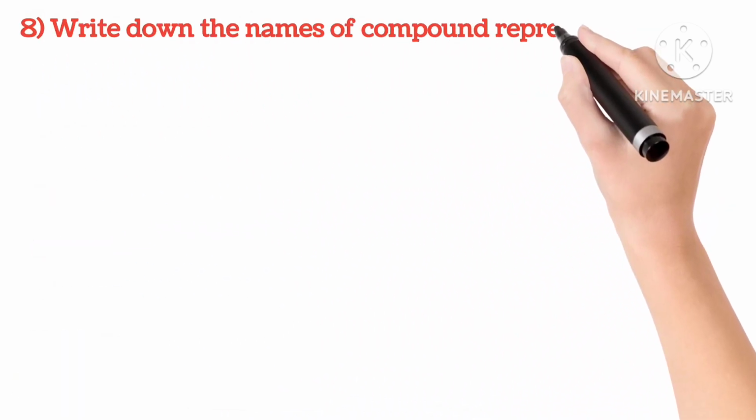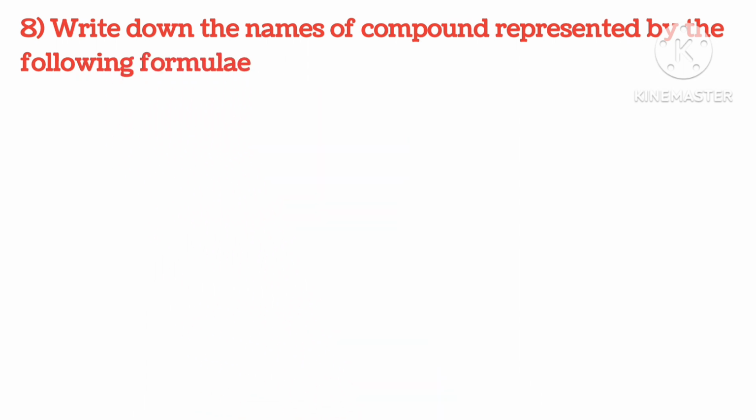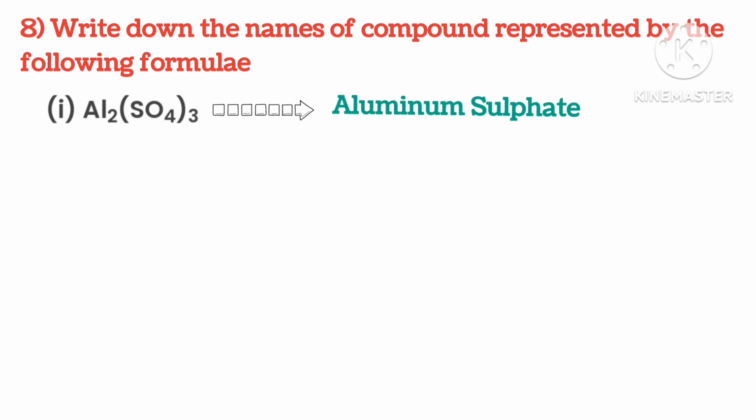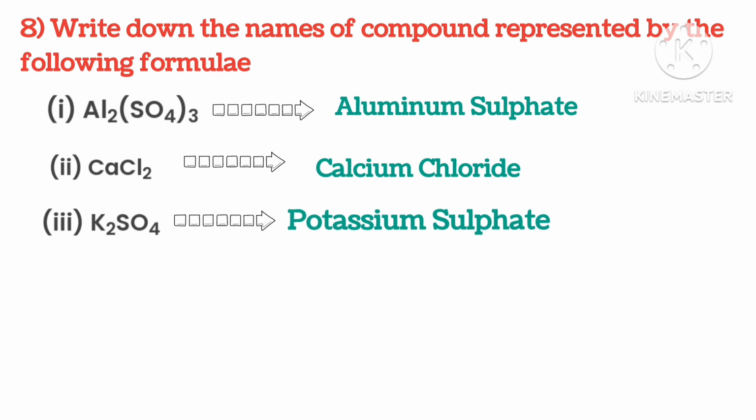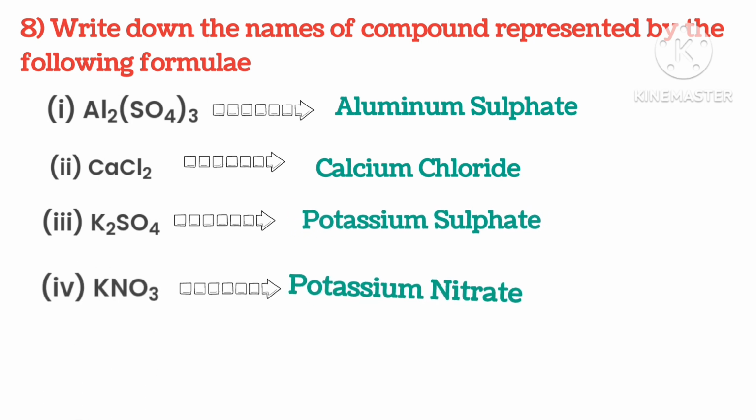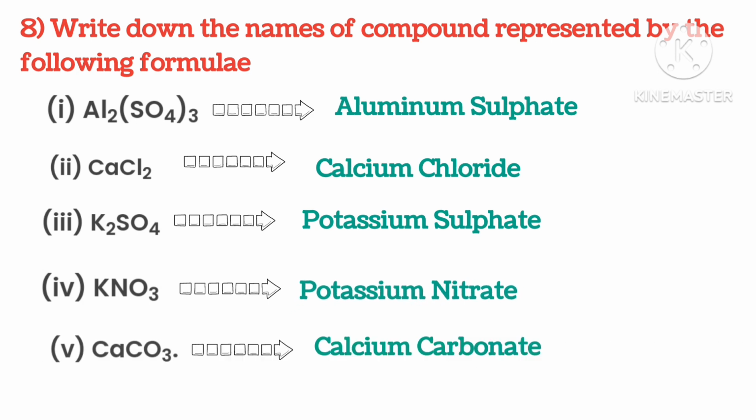Write down the names of compounds represented by the following formulae. This is aluminum sulfate, then calcium chloride, potassium sulfate, potassium nitrate, calcium carbonate.